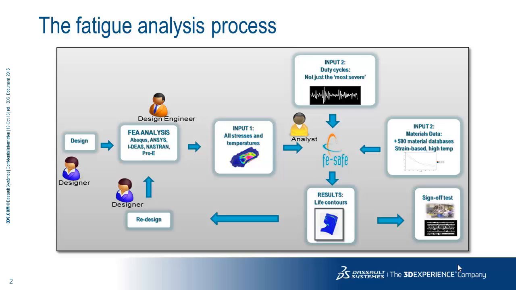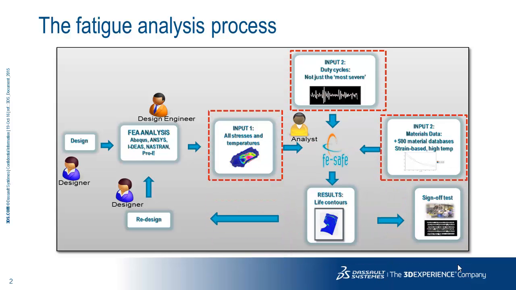So if we look at the fatigue analysis process, then the analyst will do the finite element analysis, and the output of that finite element analysis will be one of the inputs to FE-SAFE. And the second input will be loading data, where you will not be considering the most severe loading, but the whole of the loading which will come from the experiments, and finally the material data. So these will be the three inputs which are needed in FE-SAFE. Then FE-SAFE will use its biaxial strain life algorithm by default, and it will calculate the fatigue life.